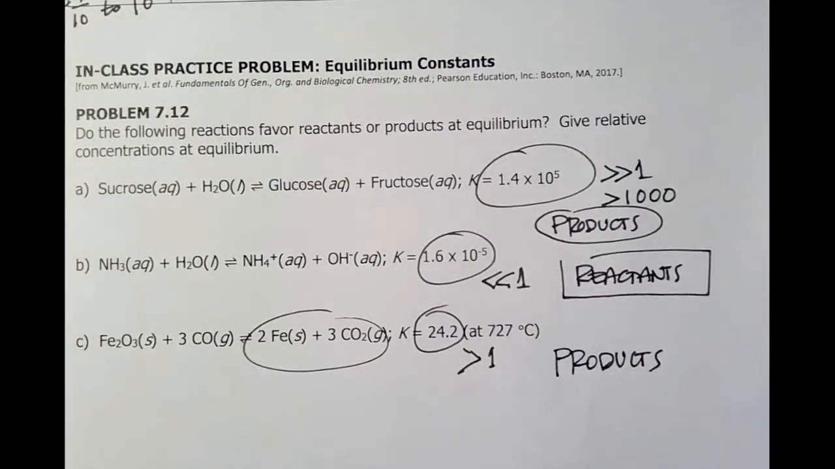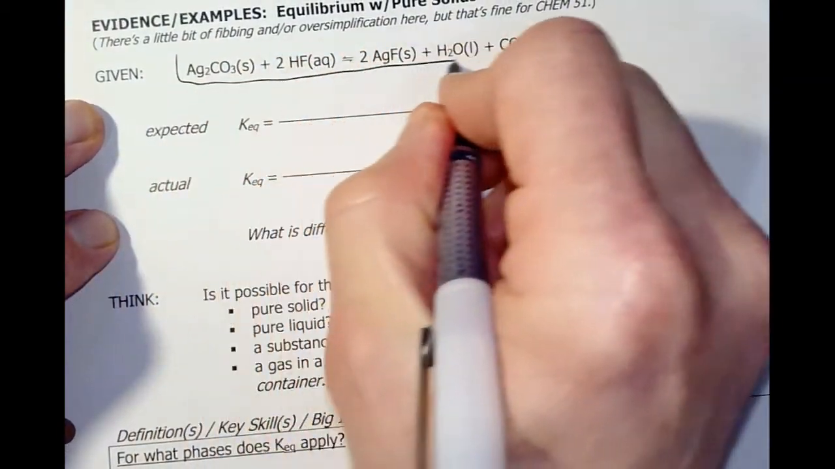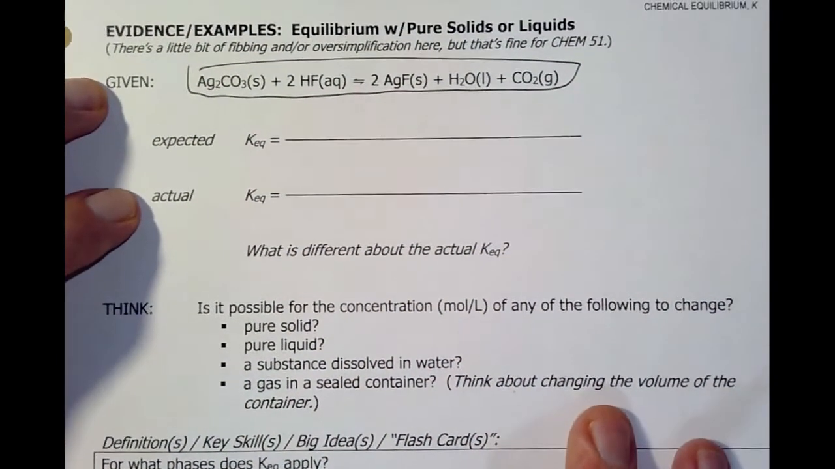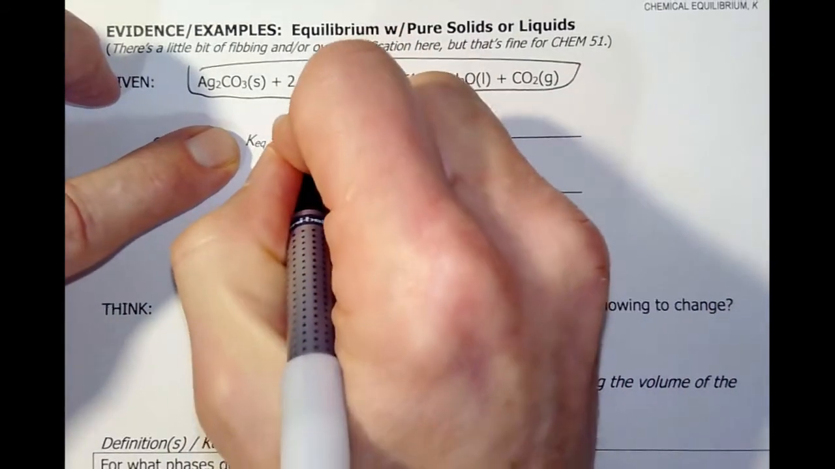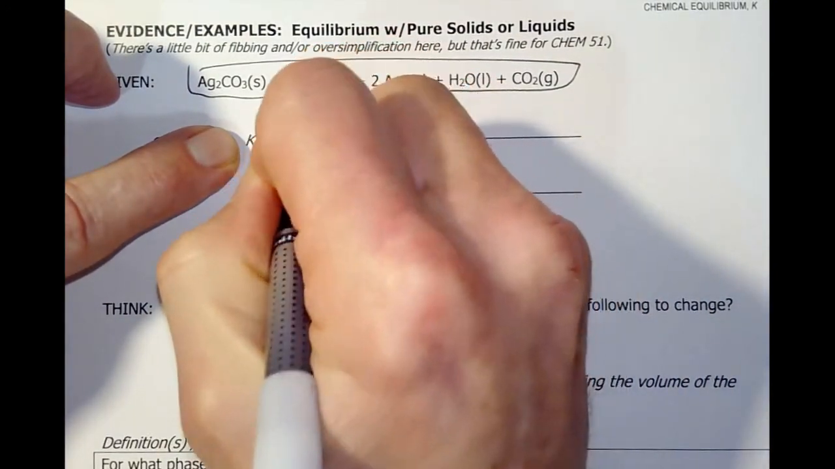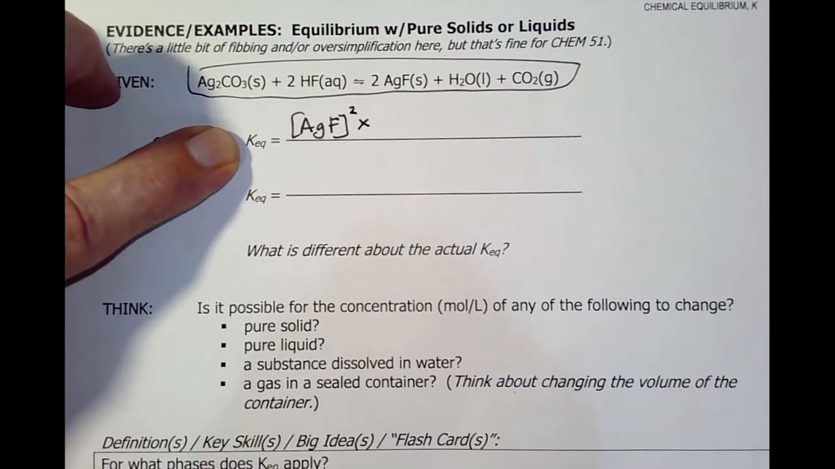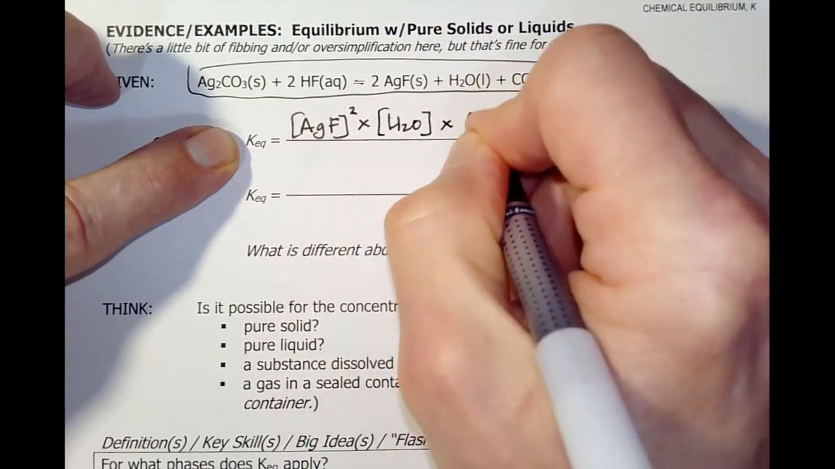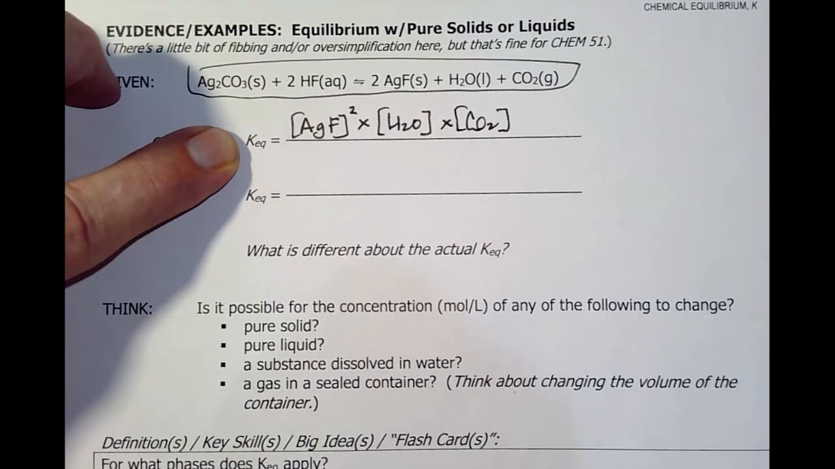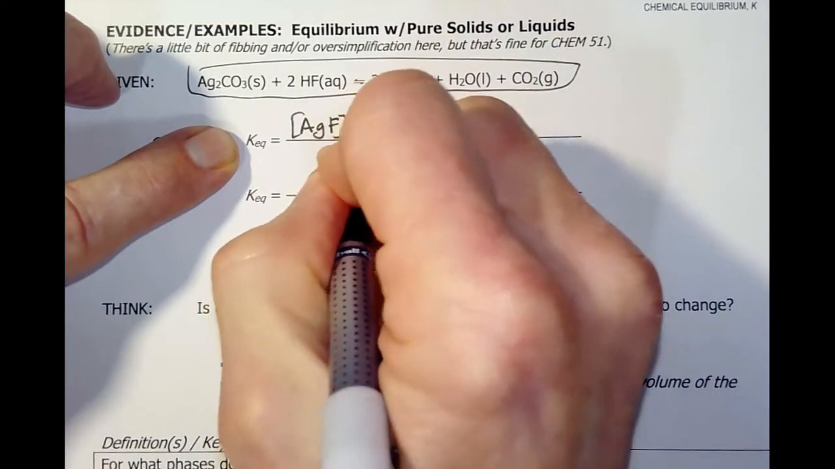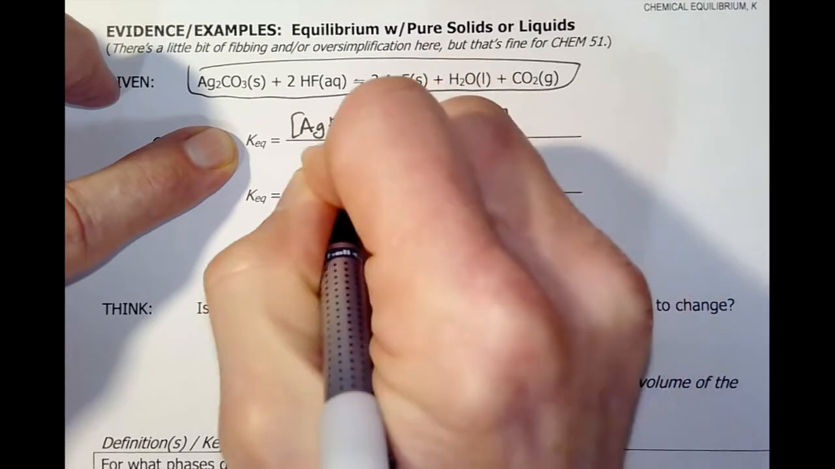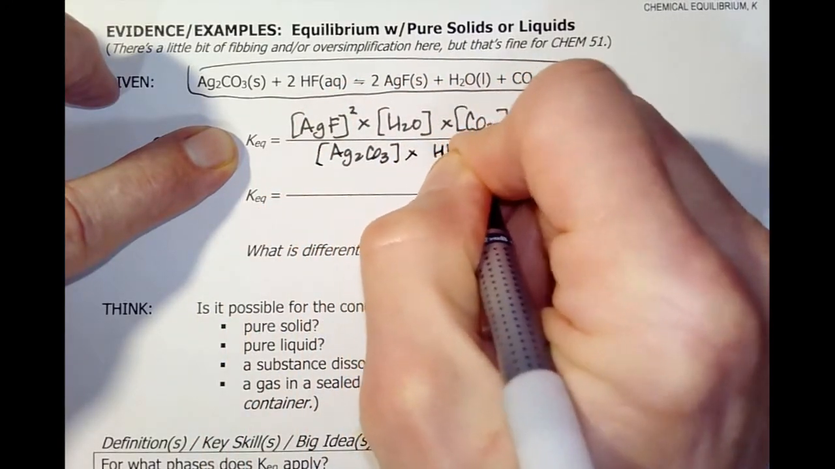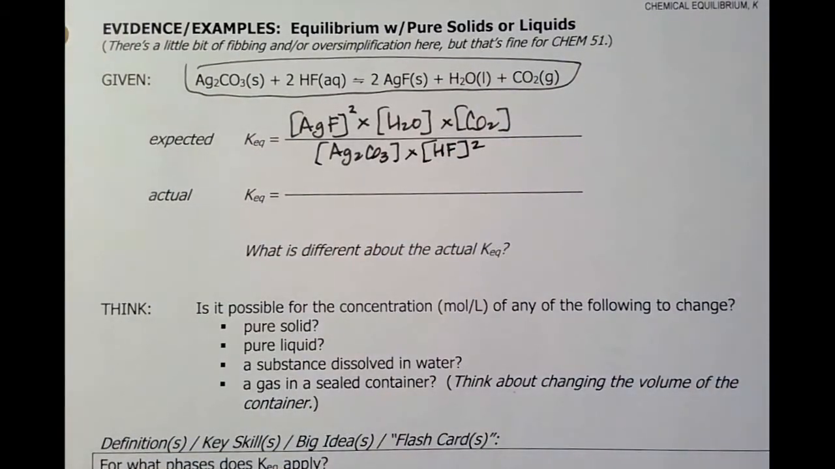All right, let's look at a twist on page 7.25. Here's my reaction. Looks a little messy. But if I said, okay, products over reactants, I would expect this: AgF squared times H2O times CO2, divided by Ag2CO3 times HF squared. I should have left a little more room there. I apologize for that. That's what we would expect.